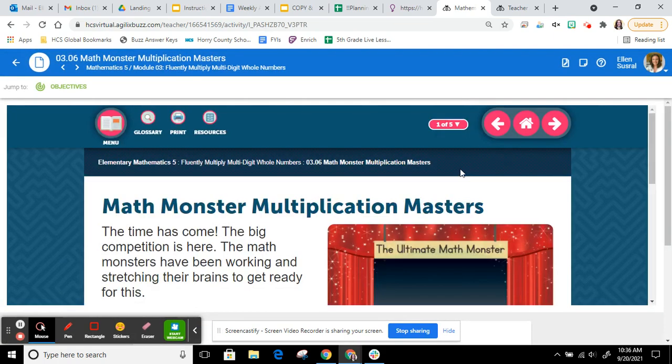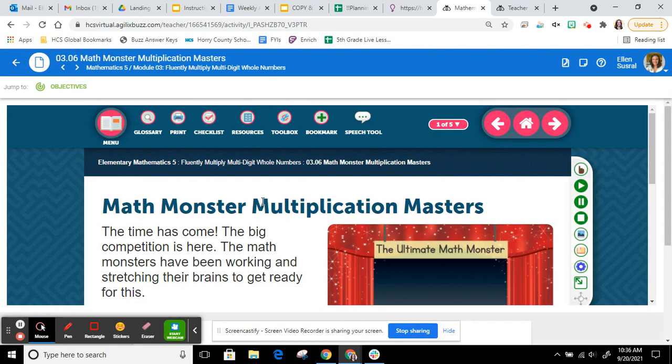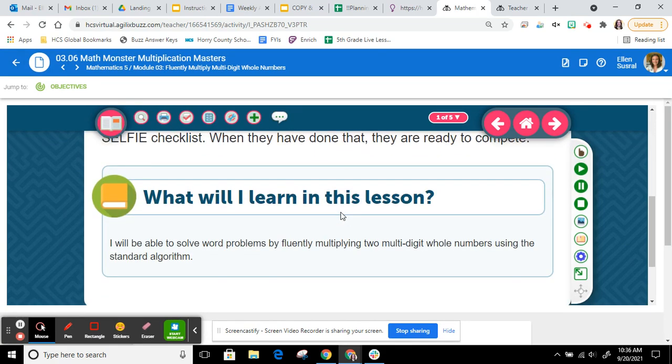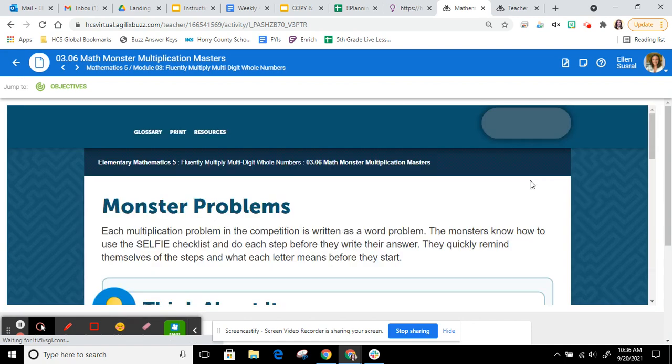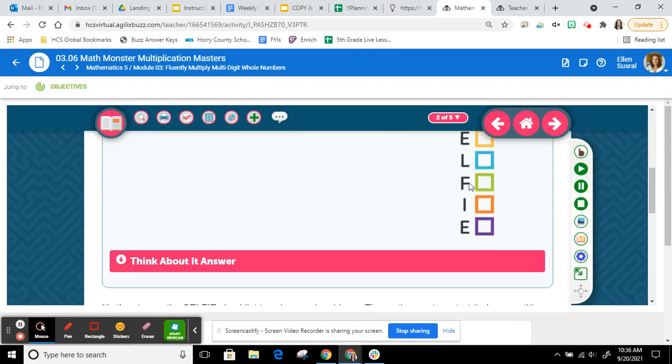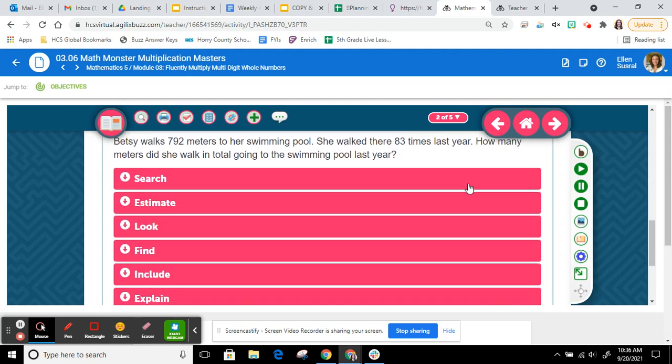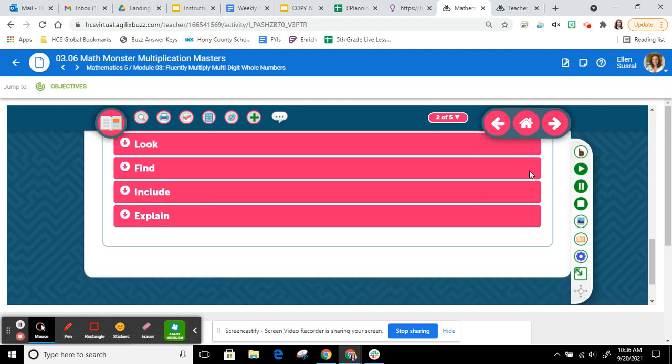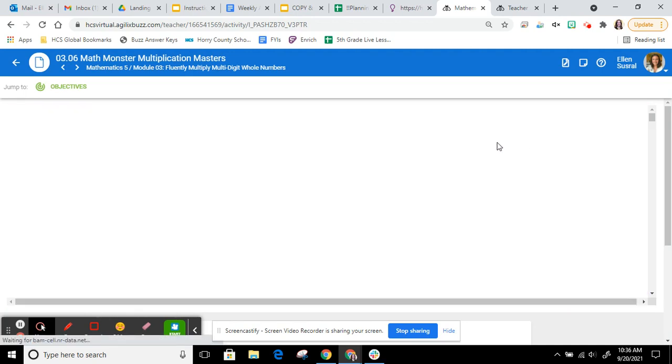And this is a 5-page lesson. Make sure you go through all 5 pages. You're going to be going through examples of how to solve word problems to multiply 2-digit whole numbers. So make sure you go through all 5 pages of this lesson. They have different steps that you can follow to help you solve these type of word problems. So make sure you go through each of those.